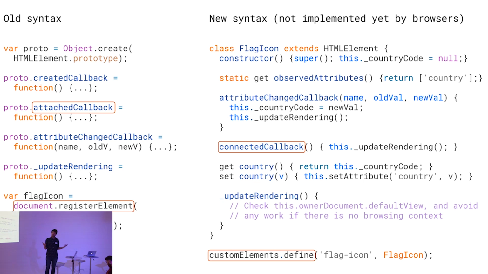But the idea behind it is always the same. You basically extend the prototype or create a new class that extends the HTML element. You define what happens at creation time. You have a few callbacks, getters, setters. It's quite straightforward. And once you register your element, you can just use it. You can create it programmatically through JavaScript, or you can just use it in the DOM.